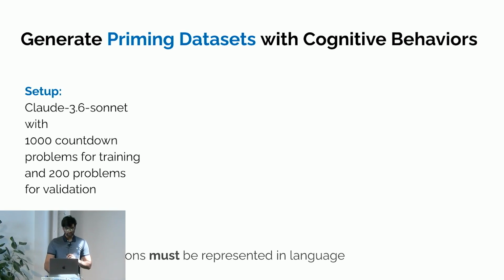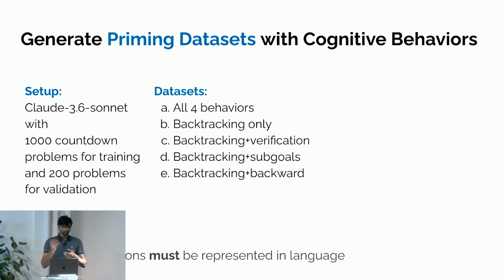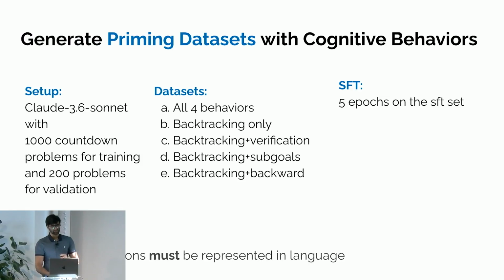So what we did was we generated SFT data from Claude 3.6 Sonnet on 1,000 Countdown problems and 200 validation problems. We forced it to represent all of its operations in language. And because Claude seemed to be reasonable at instruction following, it was somewhat reliable. We have plots arguing for the reliability in the paper, so you can check it out if you're interested. And we generated 5 datasets. The 5 datasets are with all behaviors, just backtracking, backtracking and verification, backtracking and subgoal setting, and backtracking and backward chaining. And we did SFT on these 5 datasets for 5 epochs.